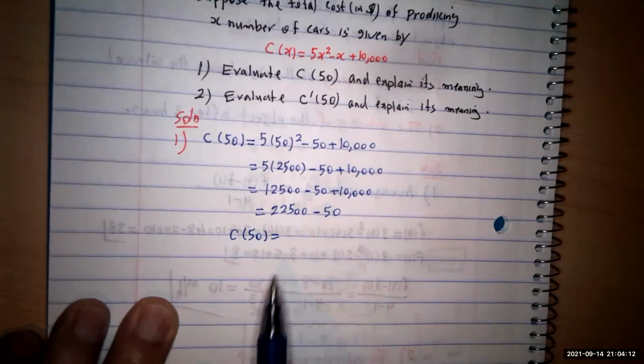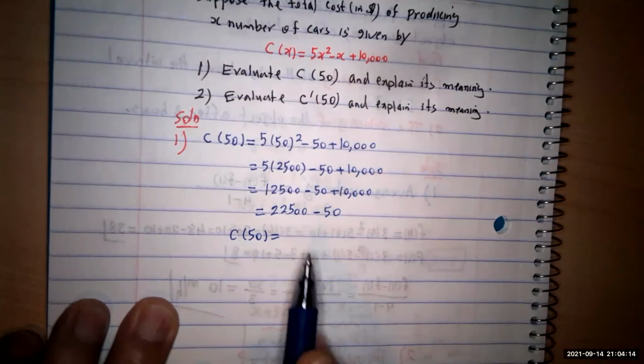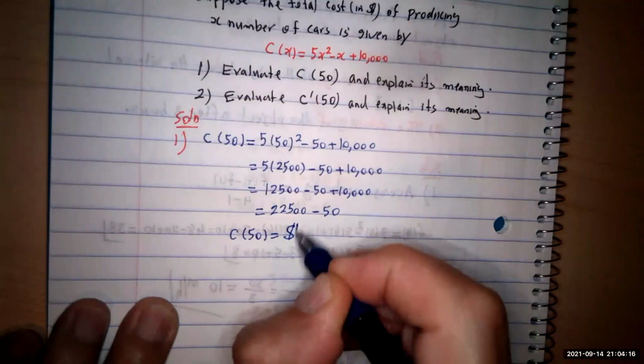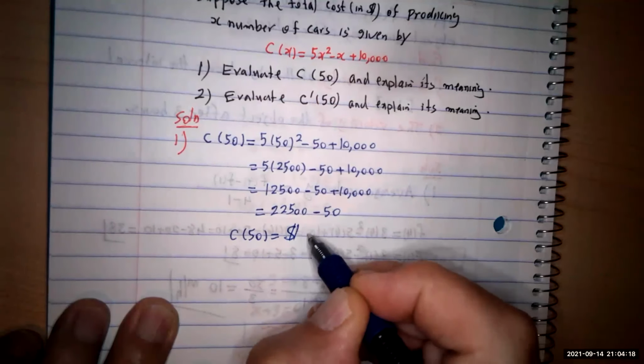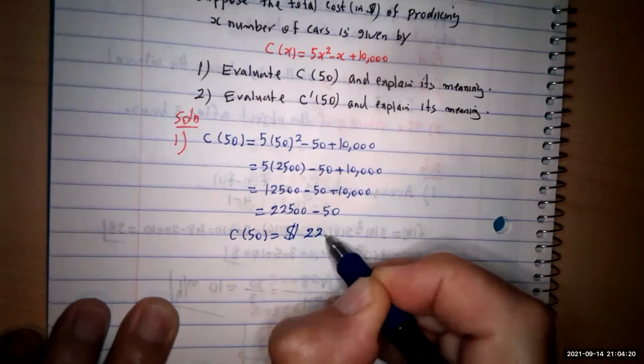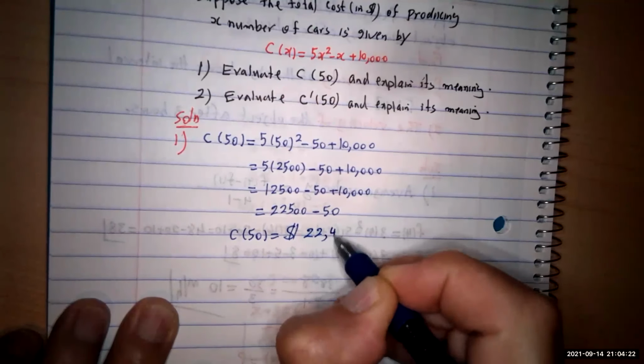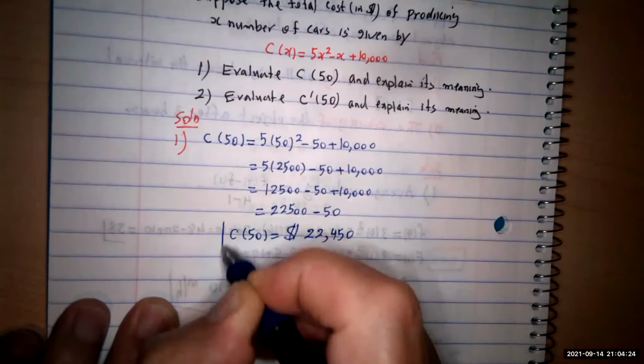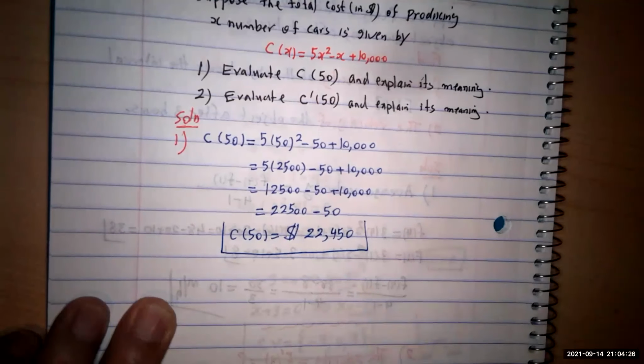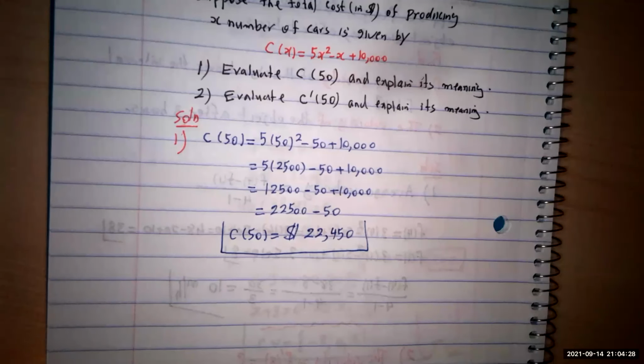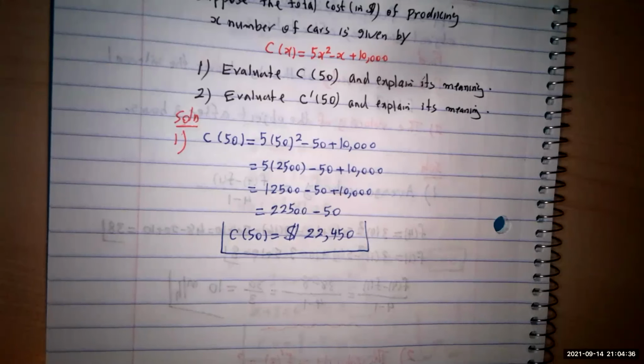Of course, this is money. If you subtract it in dollars, it's going to be $22,450. This would be C of 50. Carefully simplify it, use your calculator, and make sure that you get these numbers right. Okay. Any question?